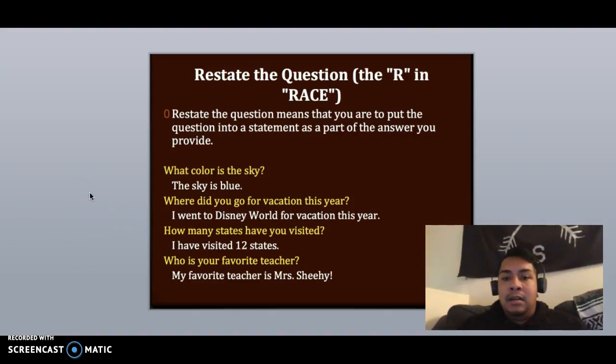So let's talk about the R, the restate the question. When you restate the question, that means that you take away the words that make it a question and make it into a statement. So for example, in the question, what color is the sky? The words that make it a question would be what and is. So you would say, the color of the sky is blue. Where did you go for vacation this year? You would take out where did you, and you just would say, I went to Disney World for vacation this year. How many states have you visited? How many? And then I have visited 12 states.